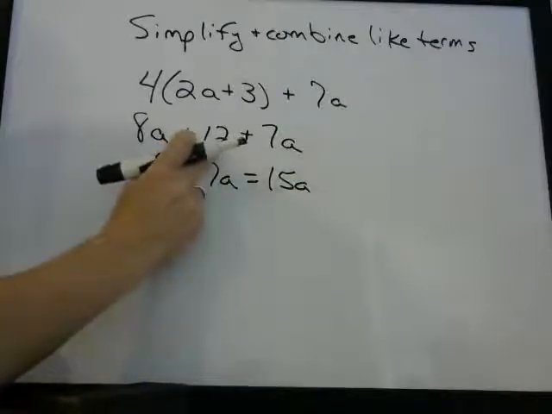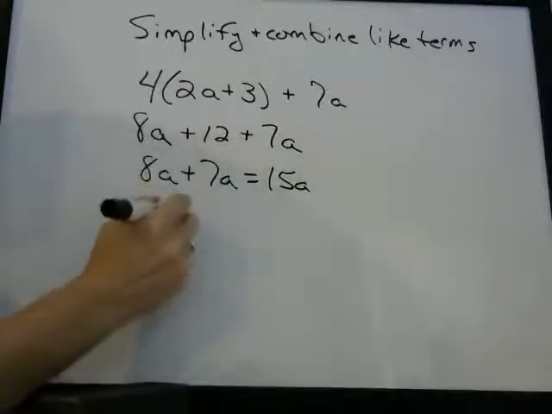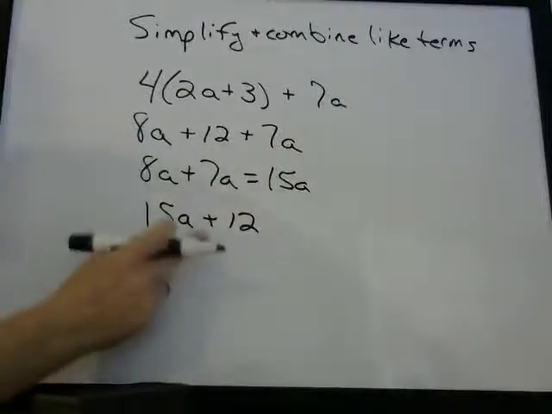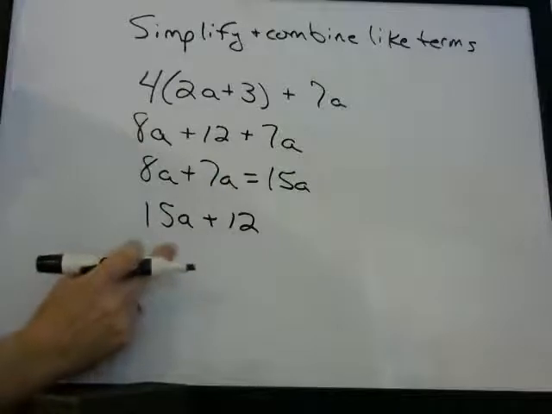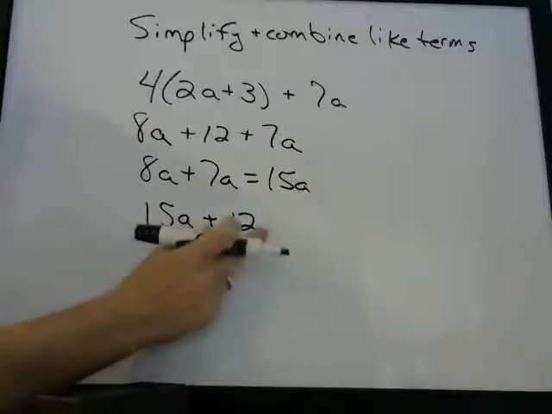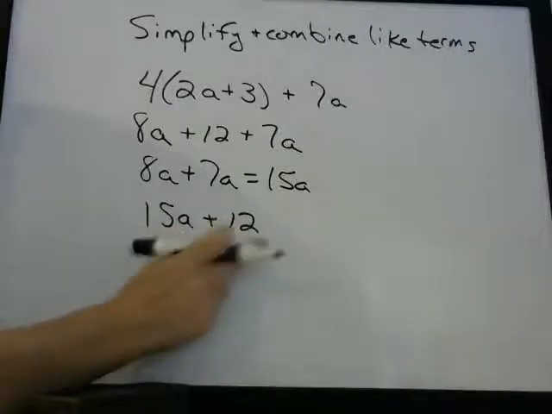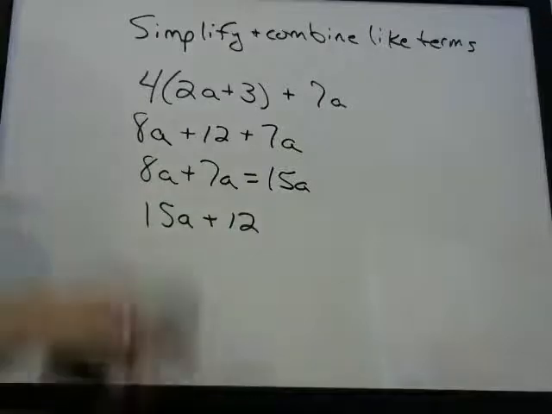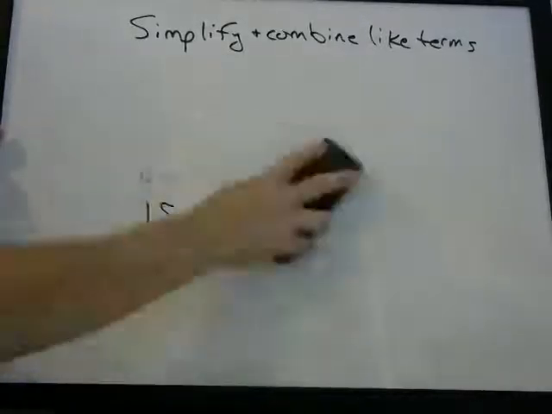And we still have this 12. 15a plus 12. We can't add this together anymore. This is as simplified as it gets because this has an a in it, but this does not. So this is your answer here, 15a plus 12. Let's do another example.